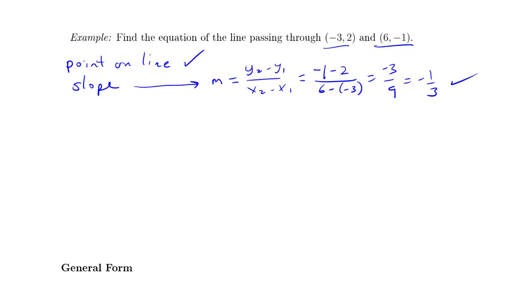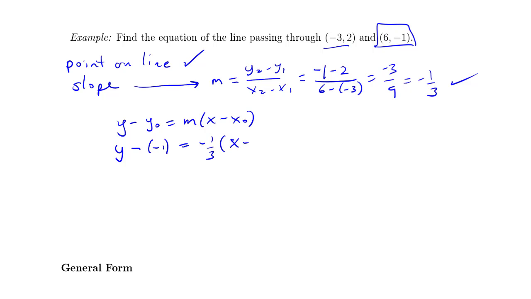So now I do have the point and the slope, so I could go ahead and use my point-slope form, y minus y0 equals m times x minus x0, and just fill these values in. I need to just use one of these 2 points, and maybe I'll use the second one here. So y minus negative 1 equals m, and we know the slope is negative 1/3, times x minus 6.